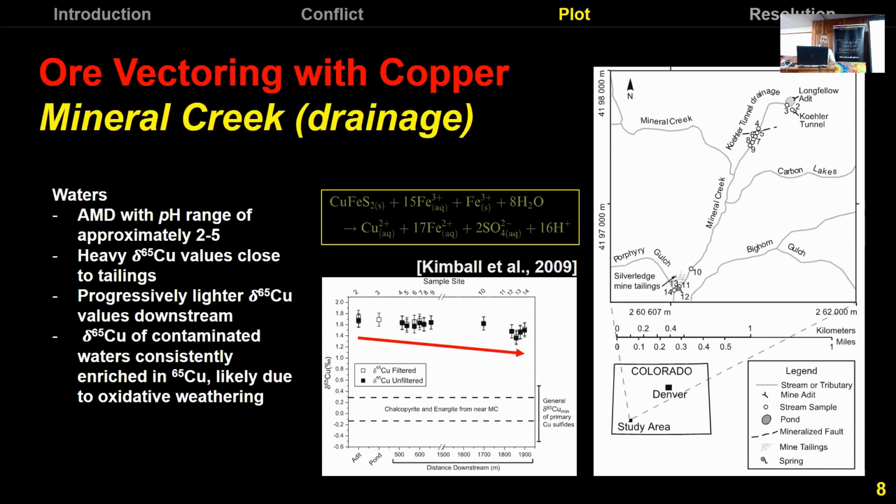So this is just some more diagrams over on the right-hand side, showing one of the original papers that came out about how you could use copper isotopes to look at environmental contamination. The one thing I'll point out here, the red arrow is showing that as you move distance downstream from the tailings, you get a lighter copper isotope composition. And the reaction there is showing what's going on with chalcopyrite and how you're releasing that copper 2+ into solution.